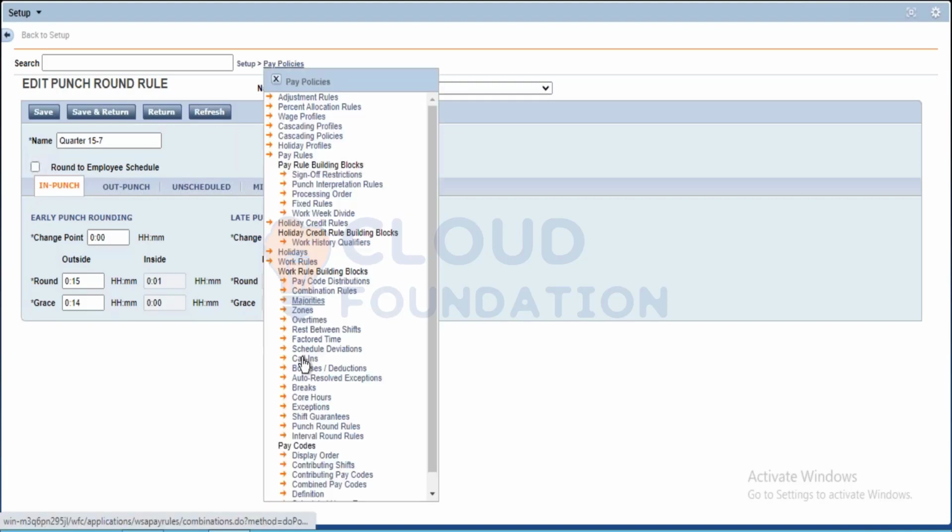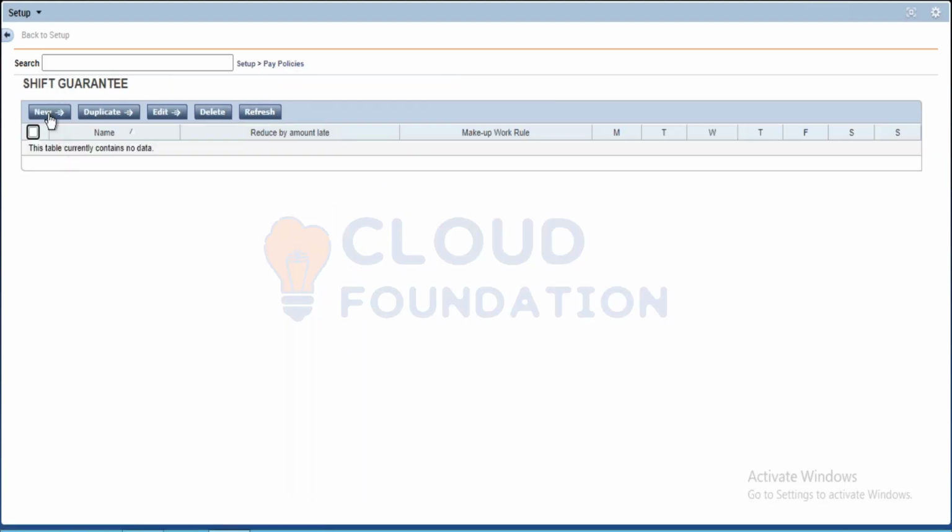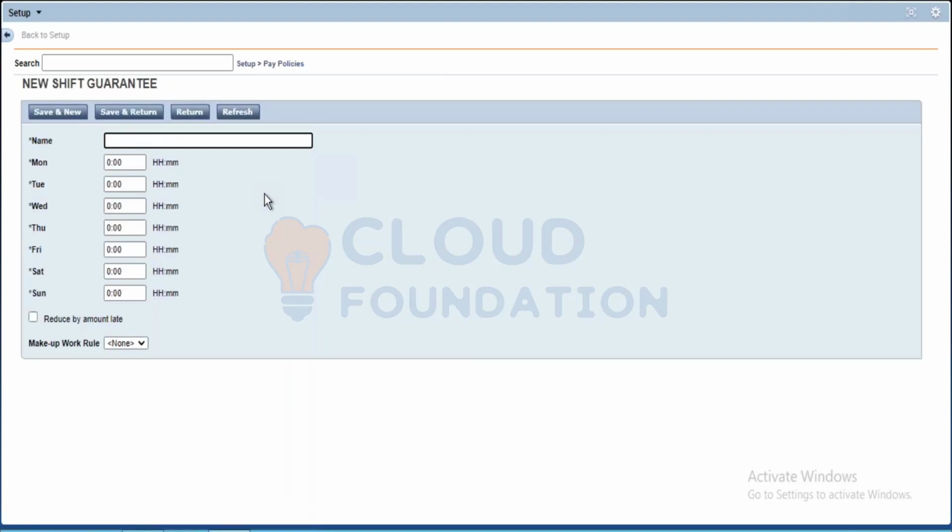So the next thing is we're going to do shift guarantees. What a shift guarantee means is, I'm going to pay my employees some minimum amount, even if they work less than what they are scheduled for. So I can tell that they have to work 2 hours on Monday, 2 hours on Tuesday, like that, so that they'll get at least the minimum pay that they are scheduled for. The setup for this is very simple, based on the requirements. So I will just go ahead and save this. That's it for shift guarantee.